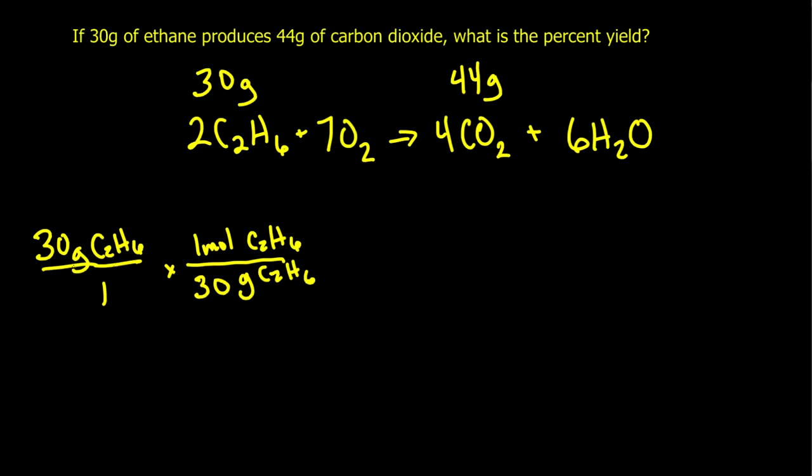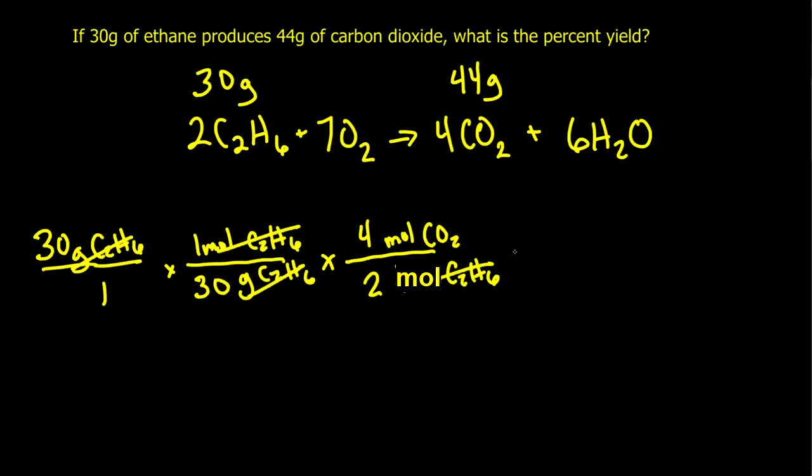So that's going to cancel out my grams of ethane. Once I got grams of ethane canceled and changed to moles, I need to change moles of ethane to moles of carbon dioxide. So my ratio is 2 ethanes for every 4 carbon dioxide. So that cancels out moles of ethane, leaving me with moles of carbon dioxide.